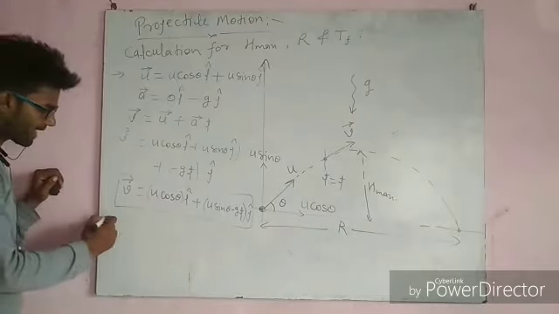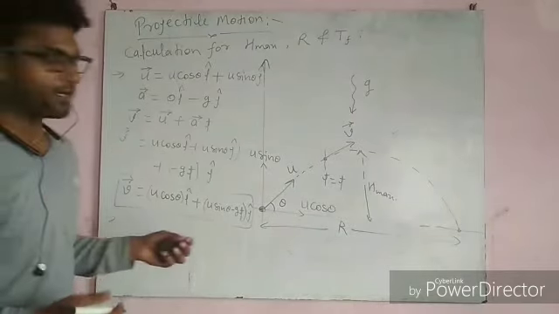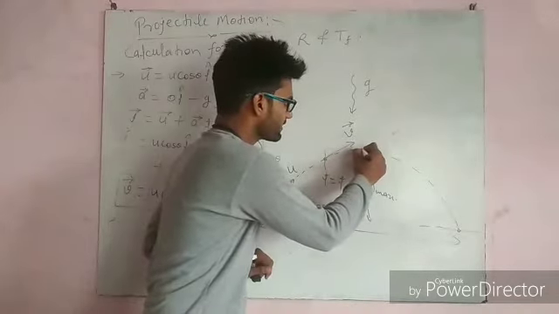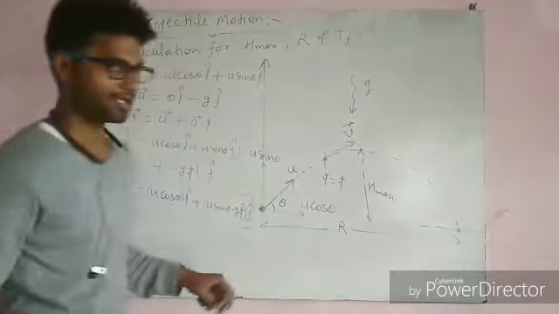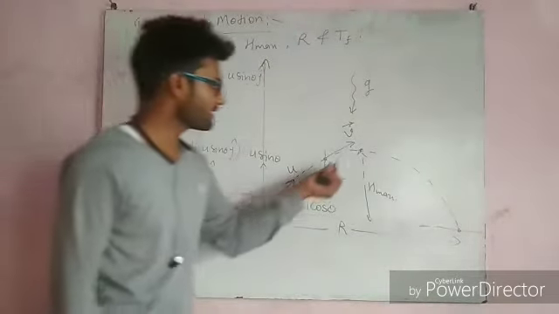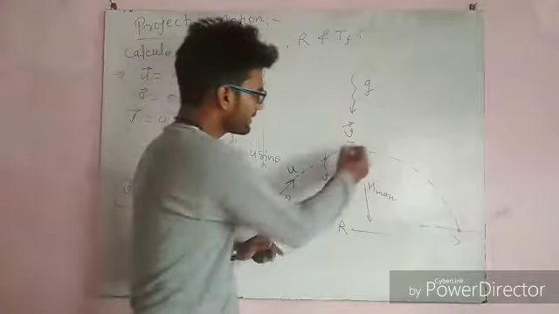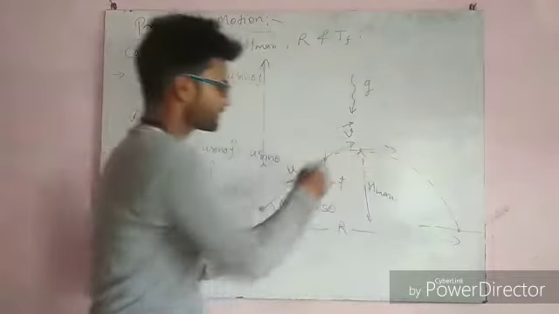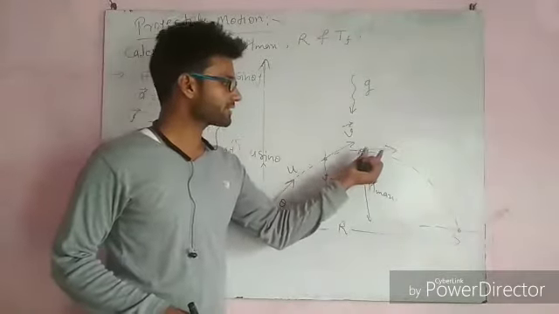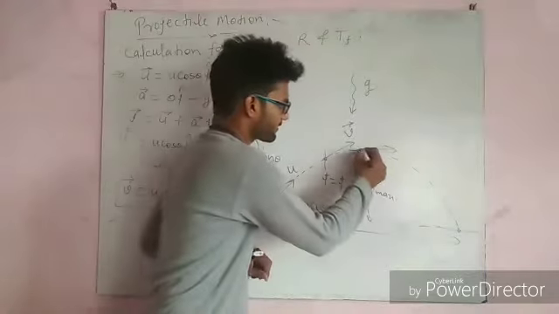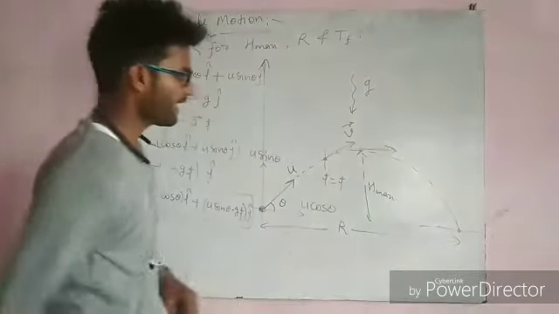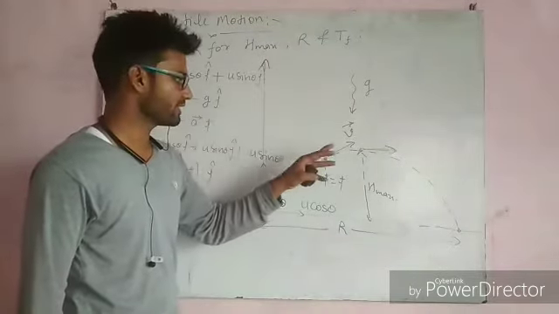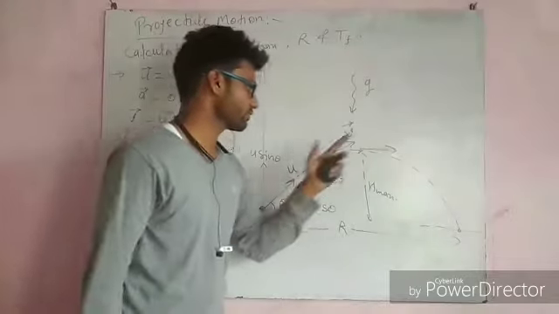So to calculate the maximum height, what will we do? We'll take some condition at this particular point, h max. As we can see, at this point the velocity of the particle will be something like this, which is directly in the direction of the x-axis, that means the y component of the velocity is 0. That is, the y component of the velocity is 0, right?